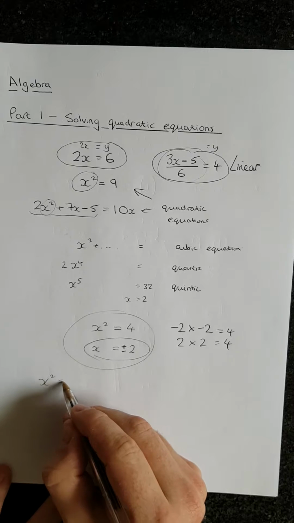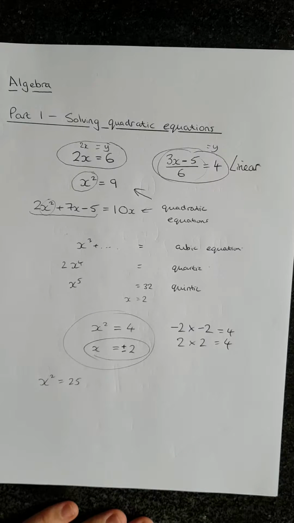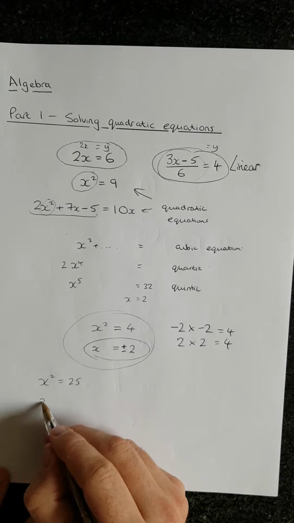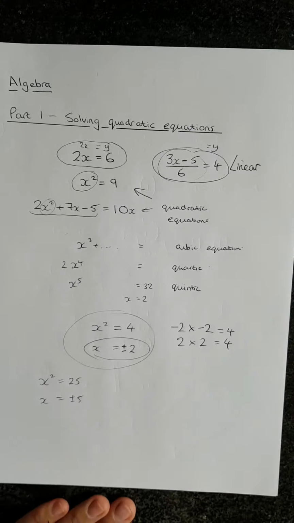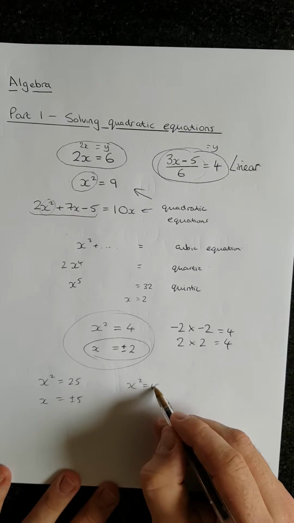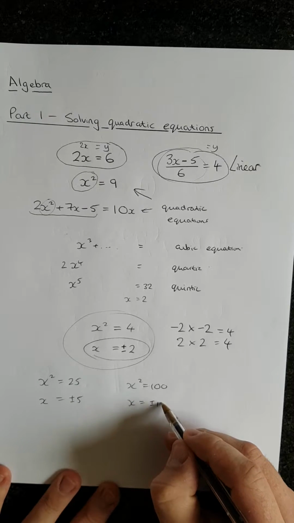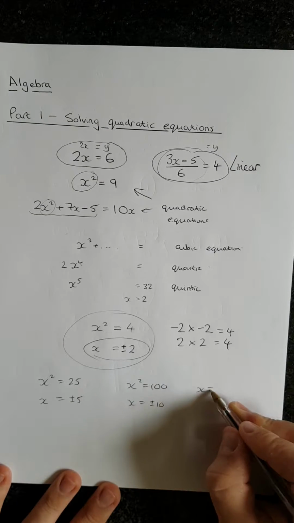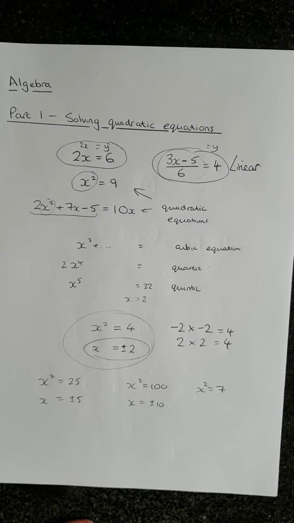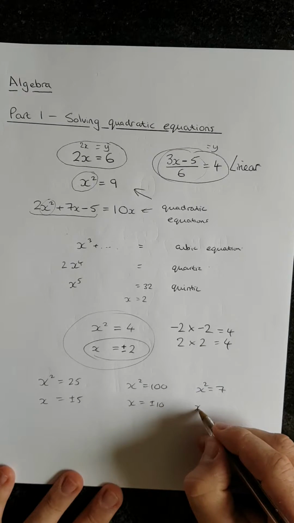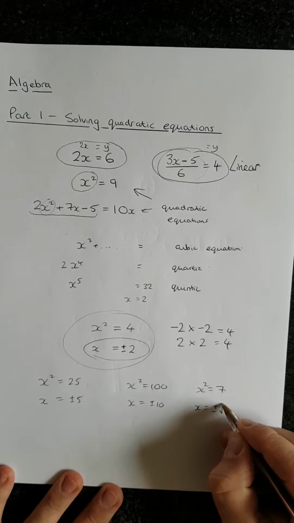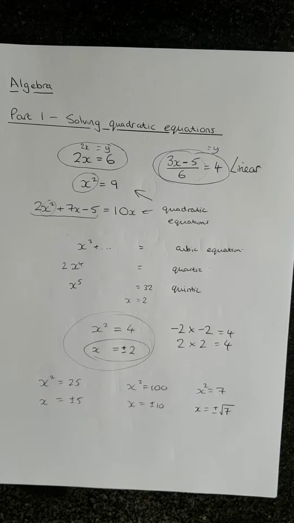So x squared equals 25. Yes, x equals plus or minus 5. X squared equals 100. Yep, x equals plus or minus 10. X squared equals 7. X equals plus or minus whatever the square root of 7 is.